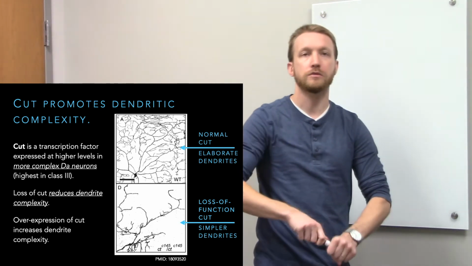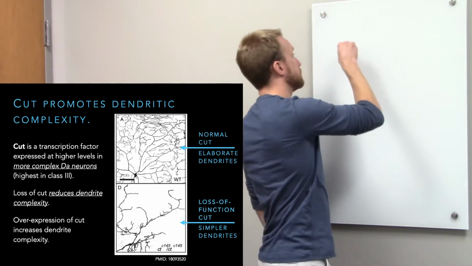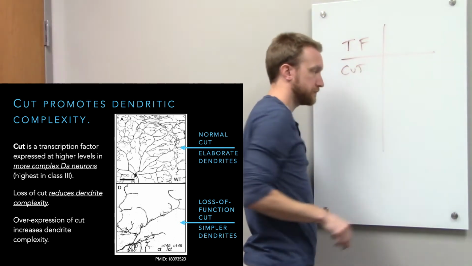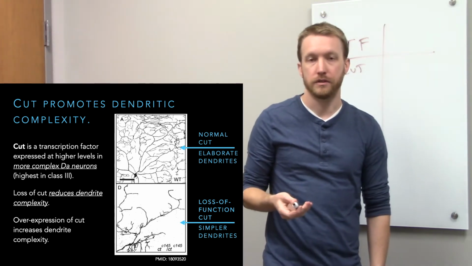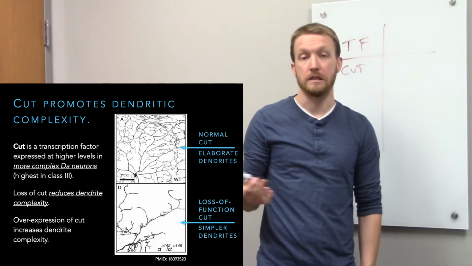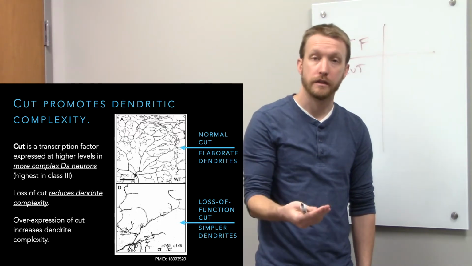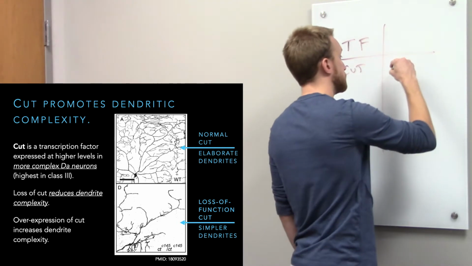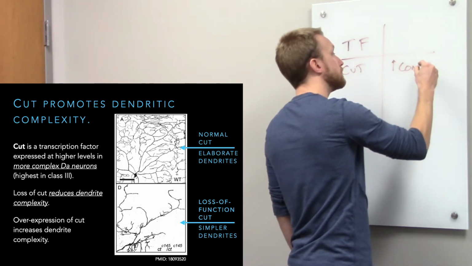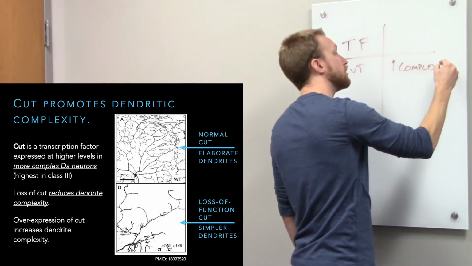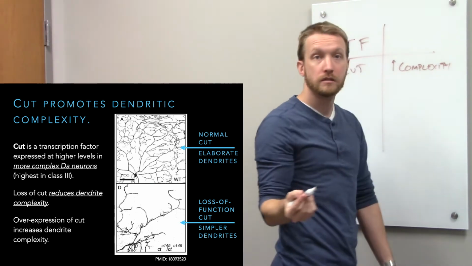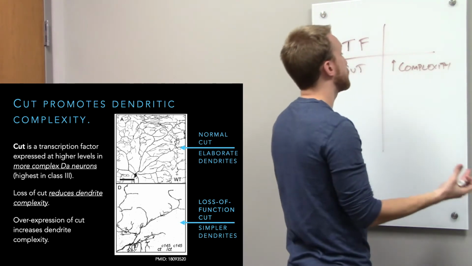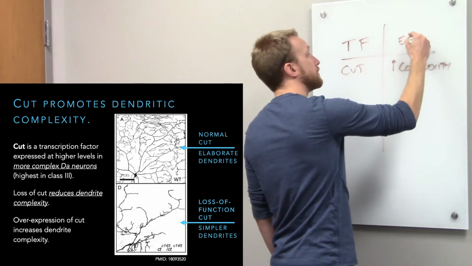So, the first one is cut. Cut is going to promote the complexity of dendrites. So you'll see higher levels of expression in more complex dendritic arborization neurons. So we'll see more branching, for example. So we're going to see an overall increase in the amount of dendrites.